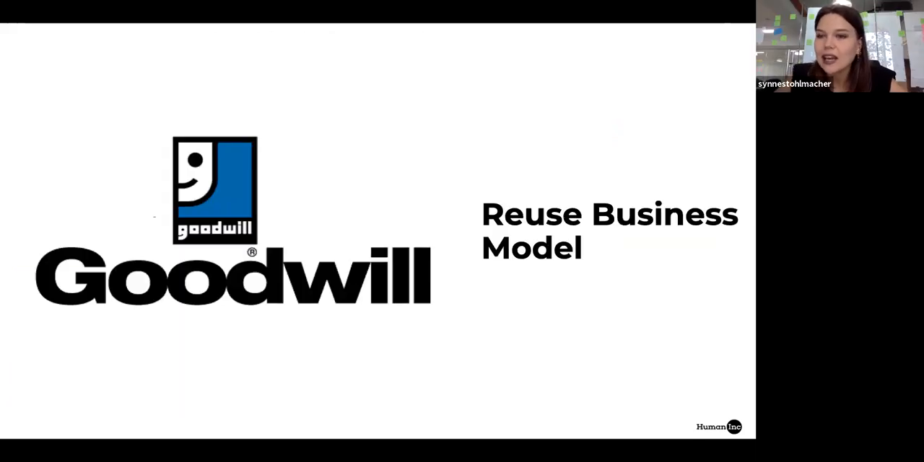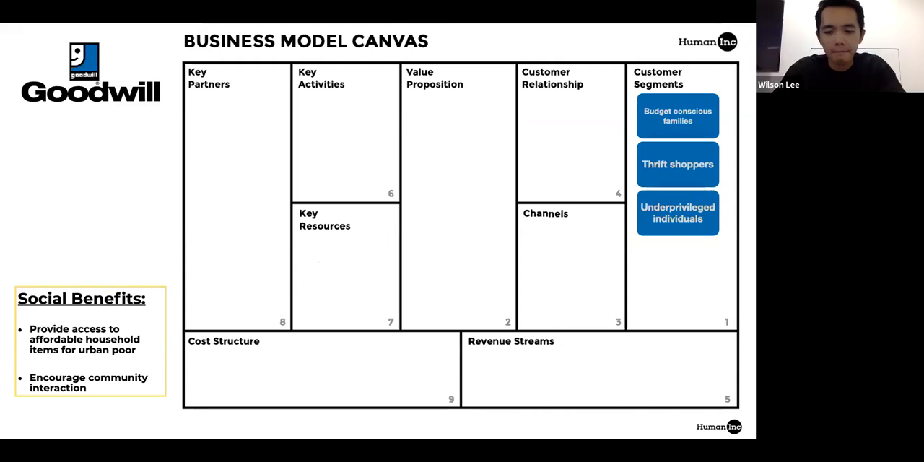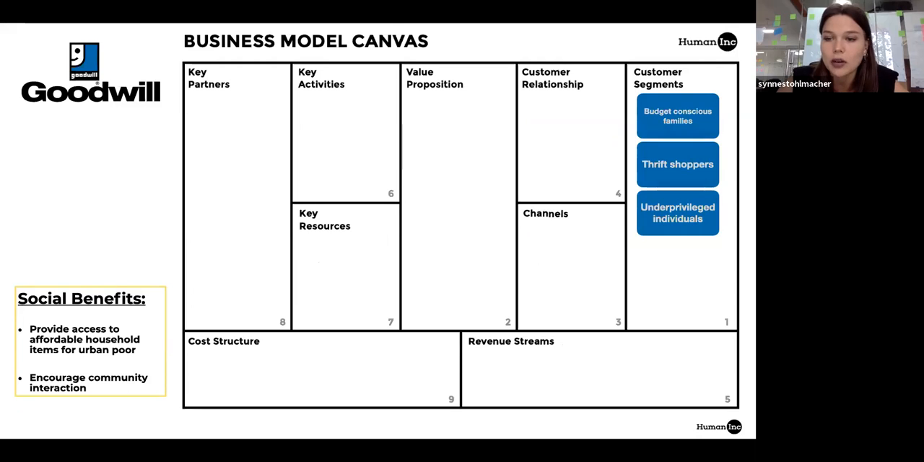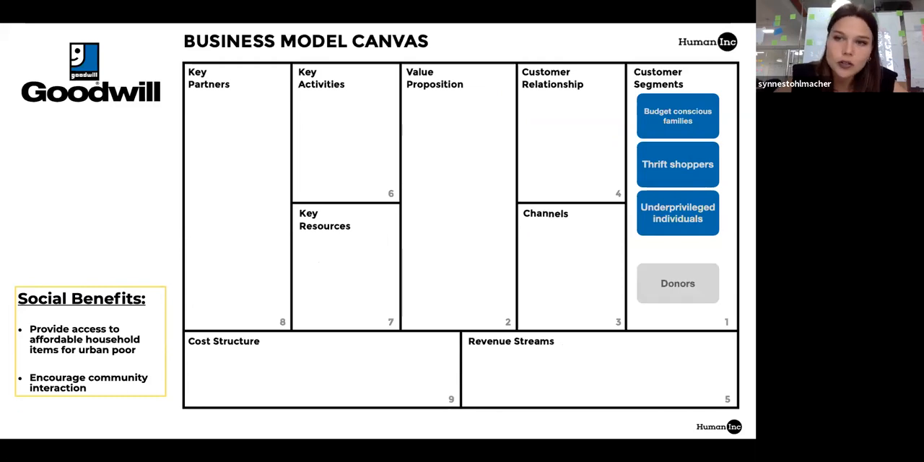Now let's look at the reuse business model of Goodwill. For Goodwill, you can see the customer segments who they're serving: you have budget-conscious families, you have thrift shoppers, individuals. These are all the people who are buying clothes from Goodwill. Then, of course, you also have the donors, the people who are donating clothes to Goodwill.